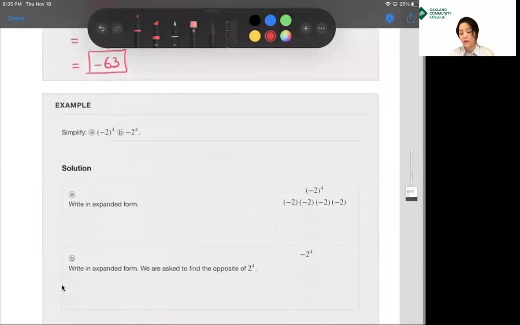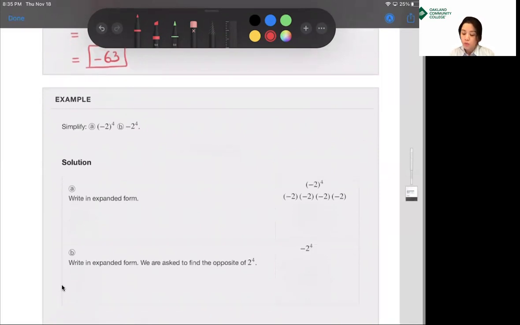Let's take a look at another example involving powers. The first problem I have is -2 in parentheses to the power of 4. If I expand this expression, it's -2 times -2 times -2 times -2, 4 times. You write the product of -2 four times and then multiply each of them together. -2 times -2 gives me +4. Another -2 times -2 is another +4. And 4 times 4 is +16.